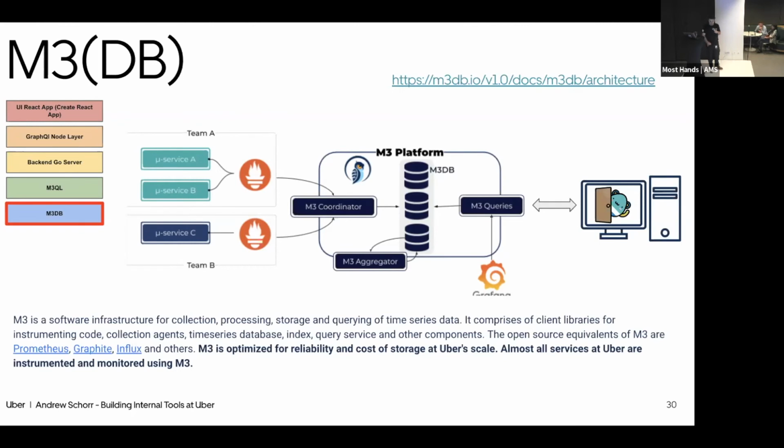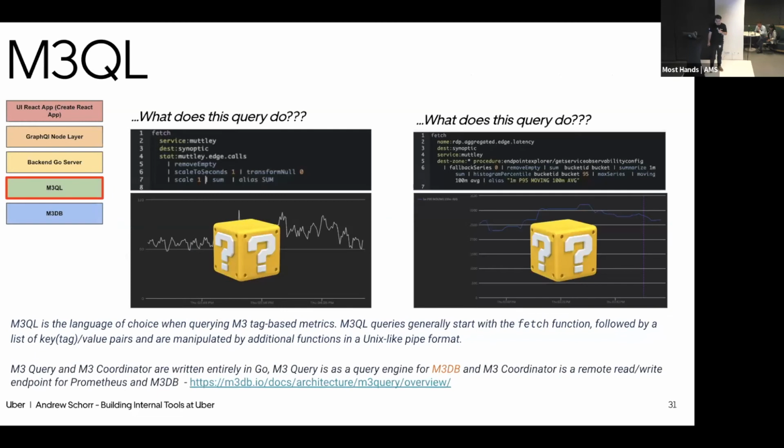It's open source, not too pertinent to this as a front end talk, but just know that all services can emit metrics to M3DB to be queried later. M3DB is optimized for reliability and cost of storage at Uber's scale. Almost all the services at Uber are instrumented and monitored using M3. It's open source, like I mentioned. Just Google M3DB. The first link should do it if you're interested.